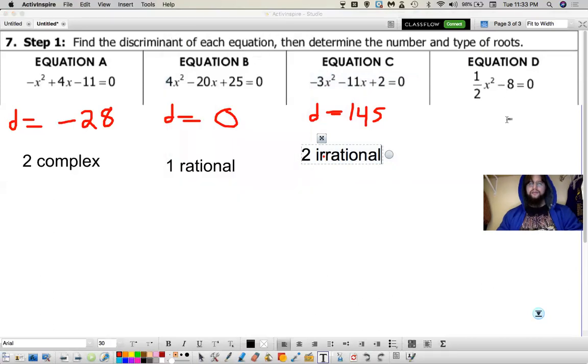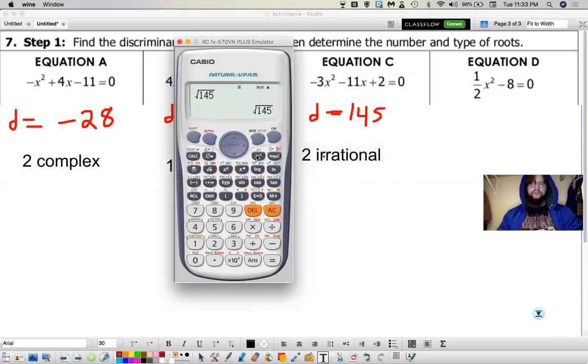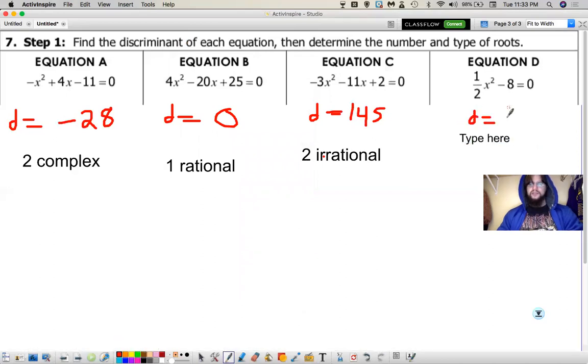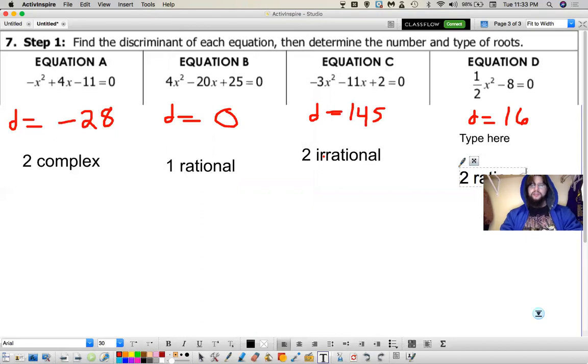Lastly, our A is 1/2, B is 0, C is -8. So you can type in 0 squared, obviously not going to make a difference there. Minus 4. A is 1/2. And C is -8. We get 16, which you should know is the square of 4. 16, that's a perfect square, which means we have 2 rational.